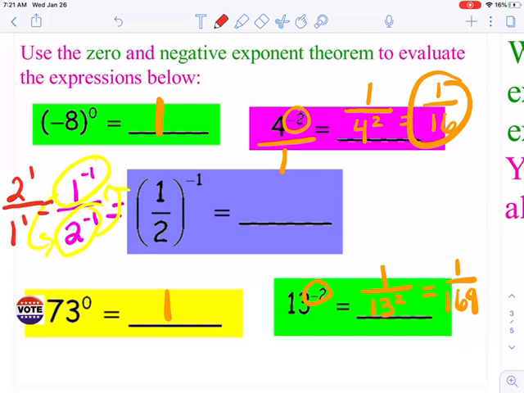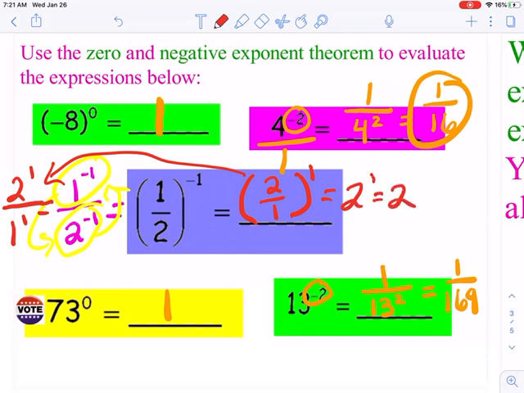One little trick is if I have a fraction raised to a negative exponent, I can go ahead and just replace it as the reciprocal of that fraction raised to the positive exponent. Because that's basically what we just did over here. It's just doing it maybe in less steps. So it would give me 2 divided by 1 is just 2. 2 to the first is 2.